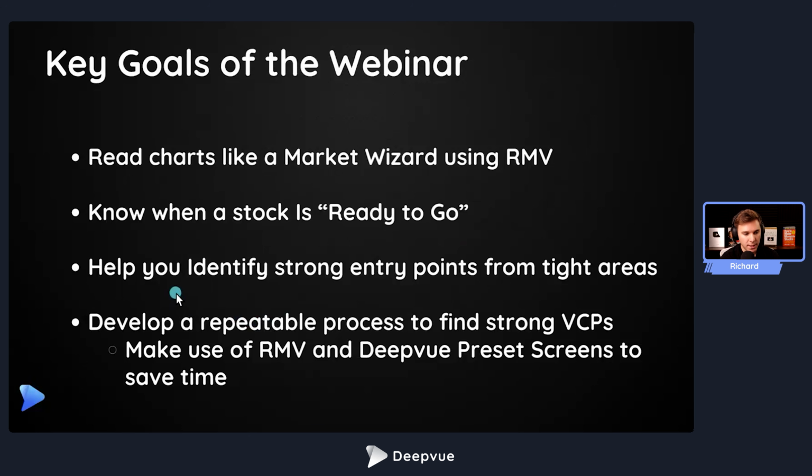Then our third goal is help you identify strong entry points from tight areas. This goes hand in hand with the first two. We want to help you develop a system, a process, so you can identify these strong entry points from these tight areas so you can profit from them. And then lastly, develop a repeatable process to find strong VCPs. We'll go through preset screens that you can use in Deepvue to do this. We'll go through my process, which uses the Deepvue leaders screen and then uses RMV to sort your different stocks for looking at the tightest first.